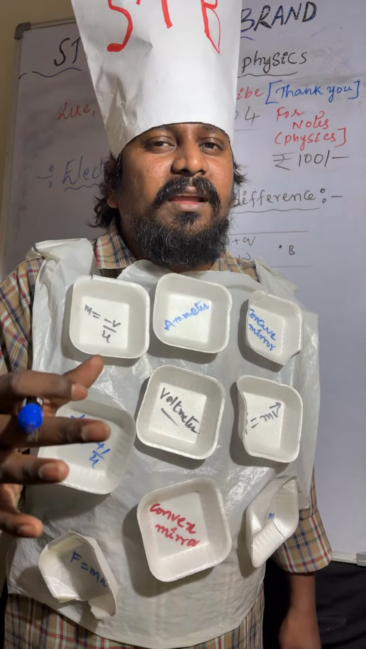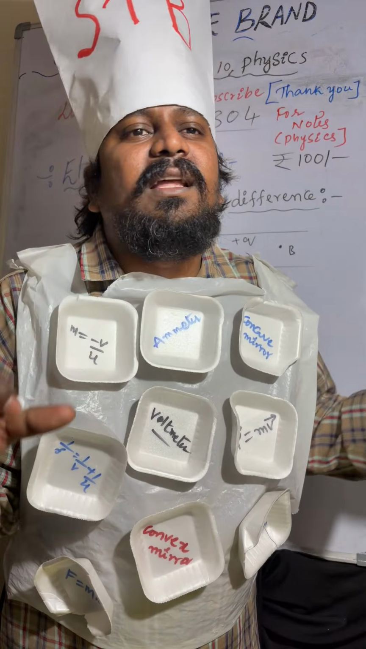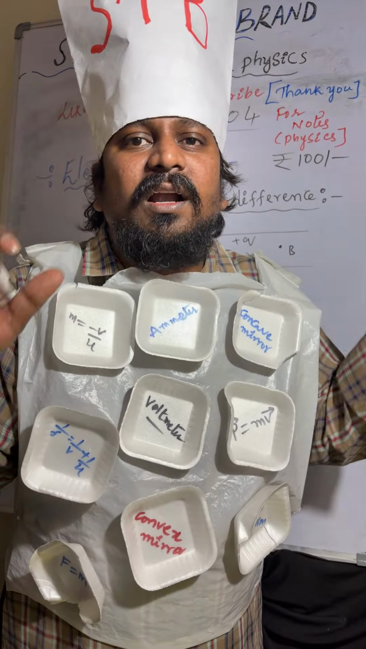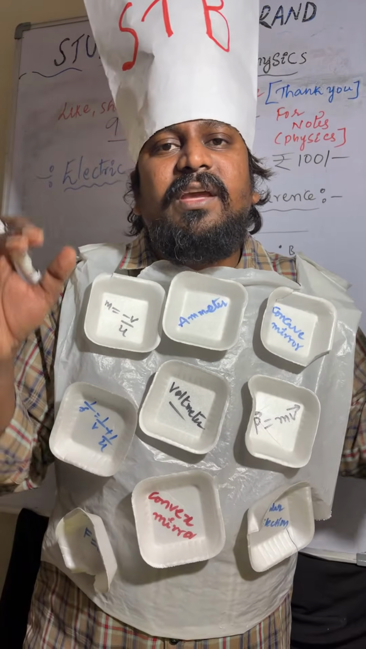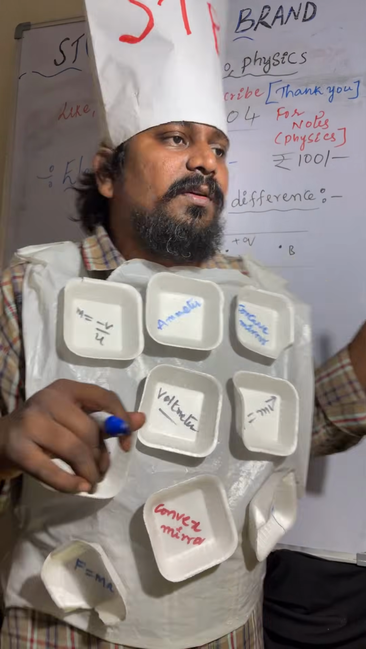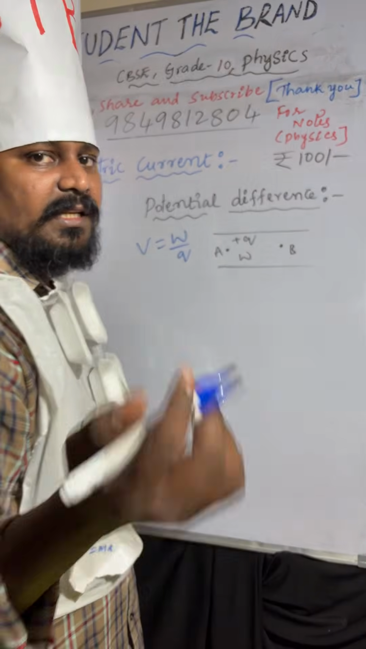Work done to bring unit positive charge from one point to another point within the conductor is called potential difference. V equals W by Q. So here you can observe, the SI unit of potential is volt.